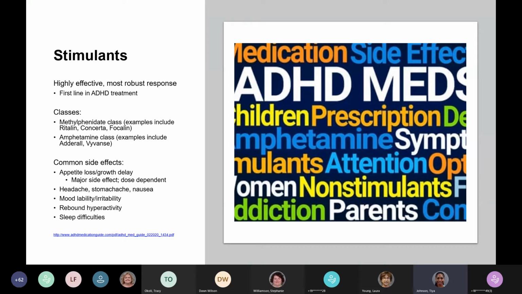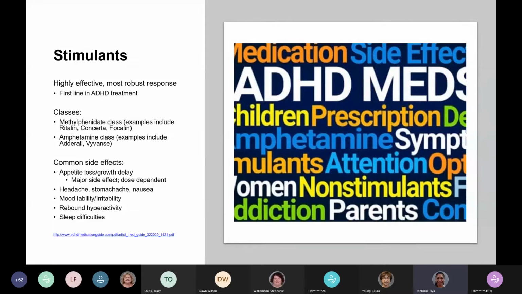Now, with the stimulants, you have two classes of stimulants. You have the methylphenidate class, which includes medications such as Ritalin, Concerta, and Focalin. And I'm using the trade names for the methylphenidate class, like Ritalin is methylphenidate, and then Concerta is extended release methylphenidate, to help you all remember which trade drugs are in which class. And then we have the amphetamine class, which examples include Adderall and Vyvanse.